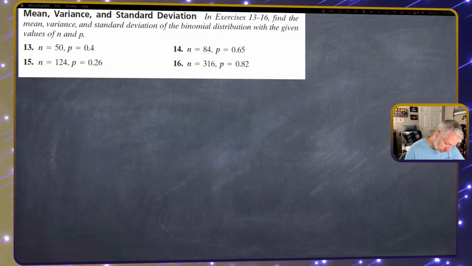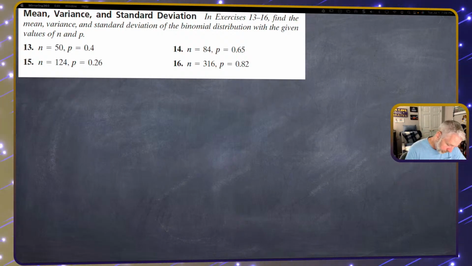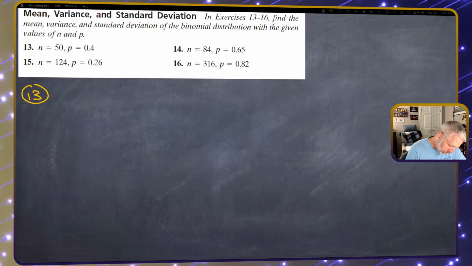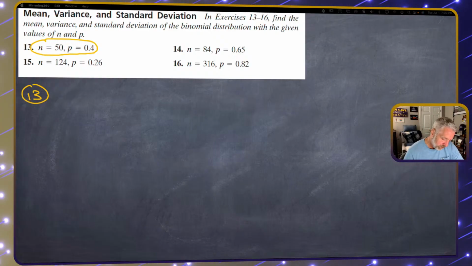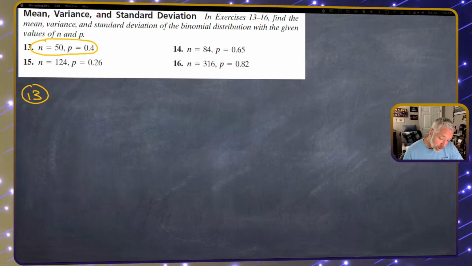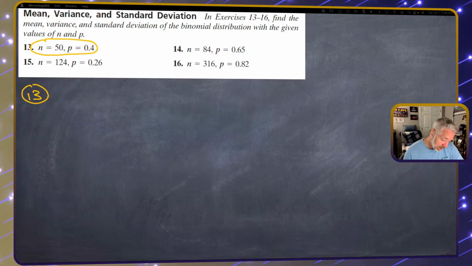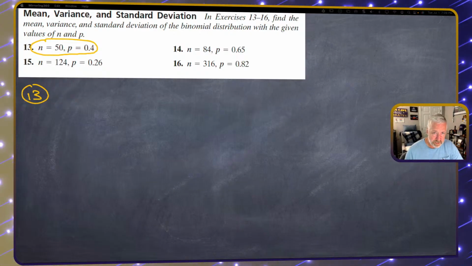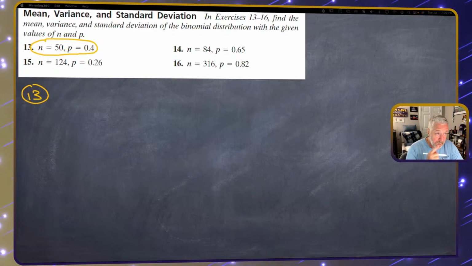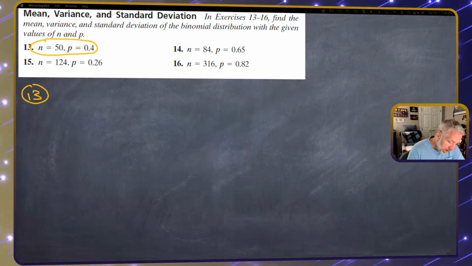Okay, so we will start with 13. So we've got n equals 50, p equals 0.4. The problem says to find the mean, variance, and standard deviation of the binomial distribution with the given values of n and p. So we're told it's a binomial distribution, and we're given the values of n and p.